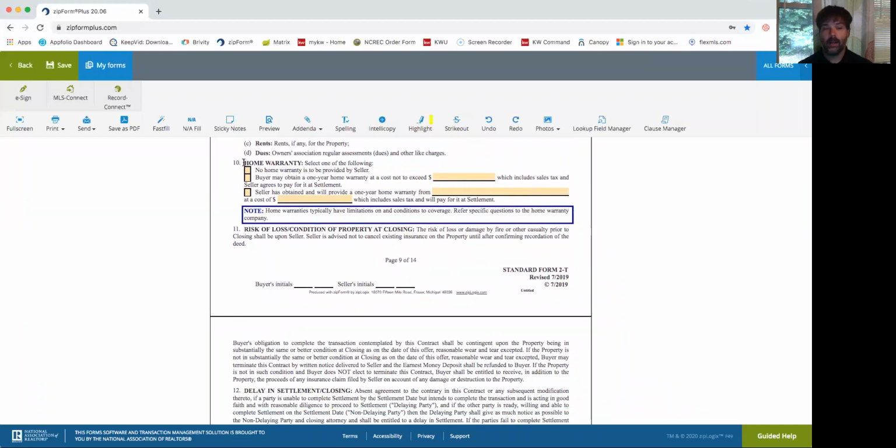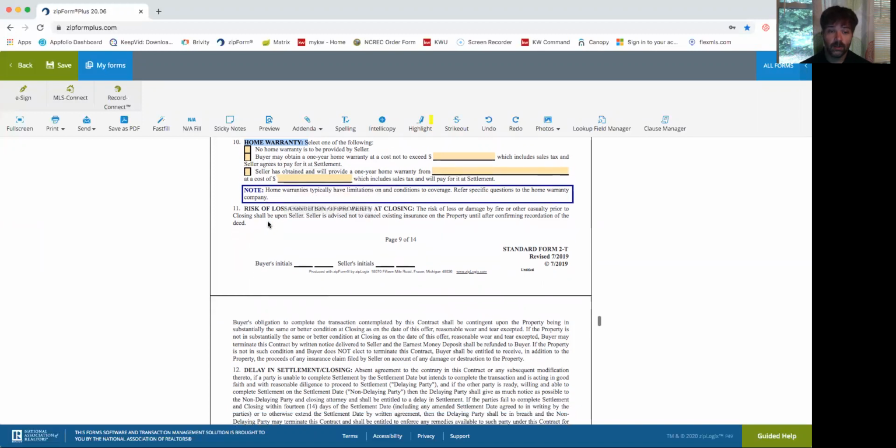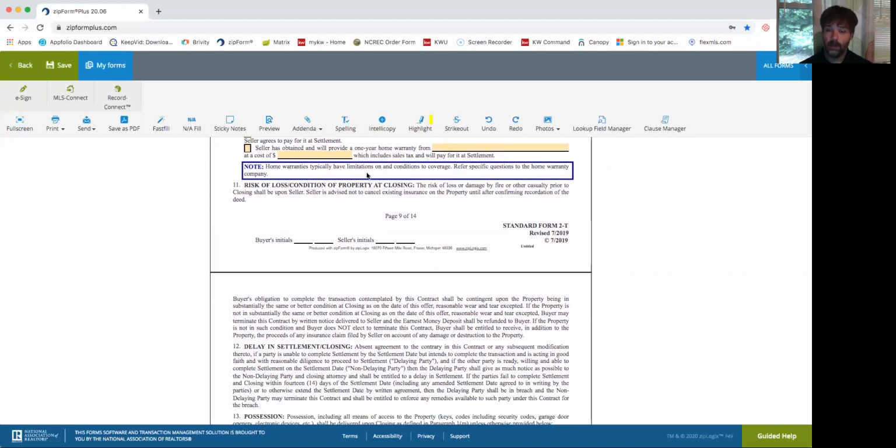And the lender. Another thing you may want to request is a home warranty, and this would say that there is not a home warranty being requested or to be provided, or that the buyer may obtain a home warranty of this amount and the seller will agree to pay for it, or the seller has already obtained a home warranty from this company and it costs this much, which would be collected at closing, because most home warranties on the seller side don't have to be paid for until closing. Home warranties typically have limitations.